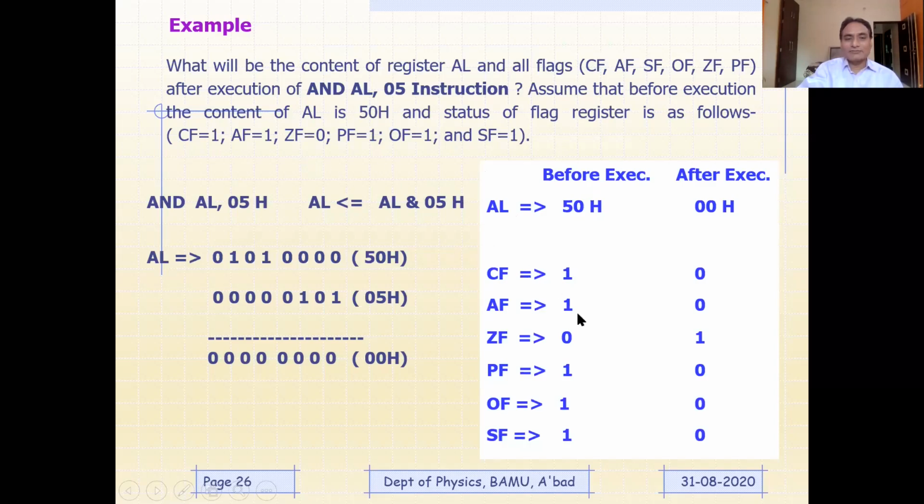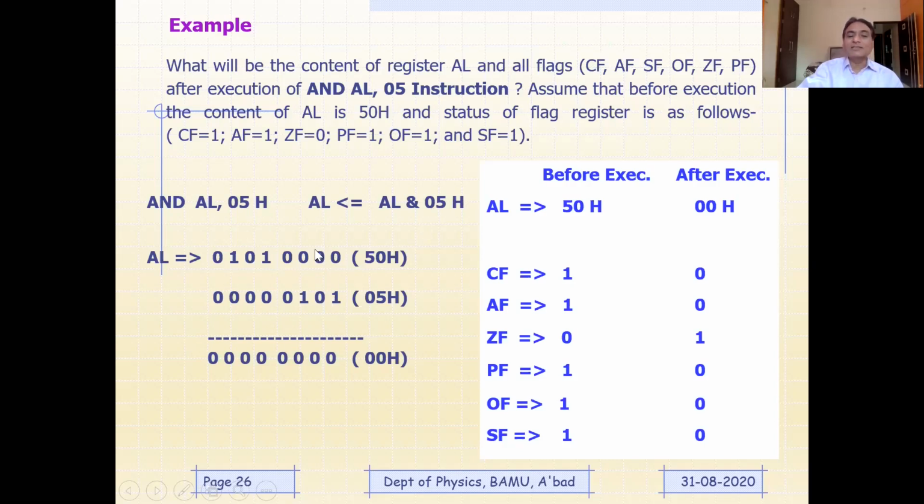CF 1 है, AF 1 है, ZF 0 है, PF 1 है, OF को हमने 1 रखा है and SF को भी 1 रखा है. Let us process this now. Okay, so पहले मैंने क्या किया, AL का कंटेंट क्या है, 50 है. This is what we presume, right? Let me write down 50. So 0101 and 0000. This is 50, right? And then 05. What is 05? This is 0 and this is 5 because this is 05.